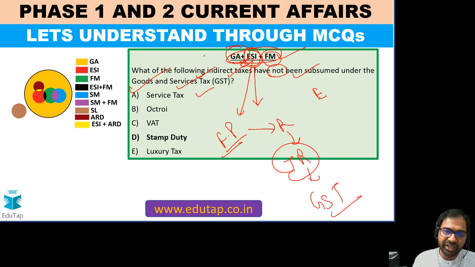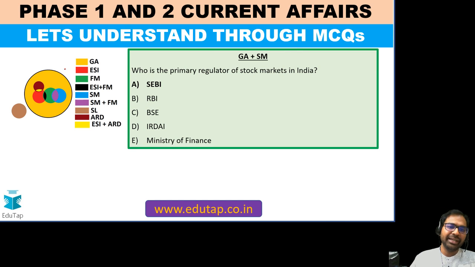Why can it be asked in GA? Because whatever current affairs you read for ESI, whatever current affairs you read for FM, anything can be asked in GA, because ESI and FM are nothing but a subset of GA when it comes to current affairs. Is it very clear? Let's see security market. Who is the primary regulator of stock markets in India? The correct answer is SEBI. This is a typical question of security market. Can it be asked in GA? Yes, it can be asked in GA.